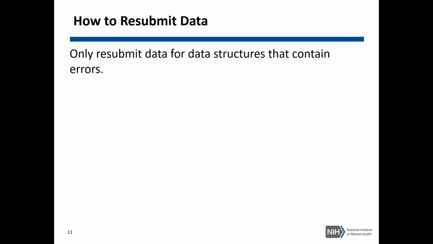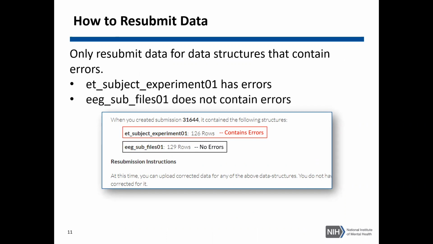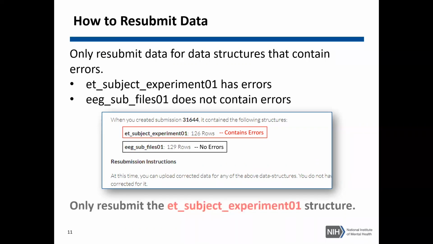Something to note for this is you should only be resubmitting data for data structures that have QA errors. So for example, there's 2 data structures here. The first one is ET subject experiment 01. This one does have QA errors. The second one, EEG subfiles 01, does not contain errors. So in this case, you should only be resubmitting corrected data for ET subject experiment 01.